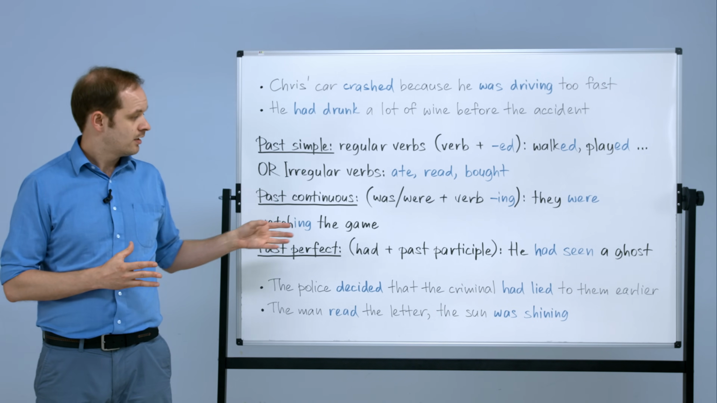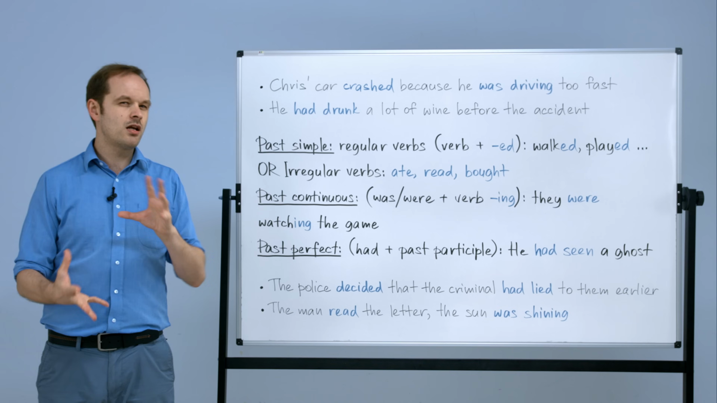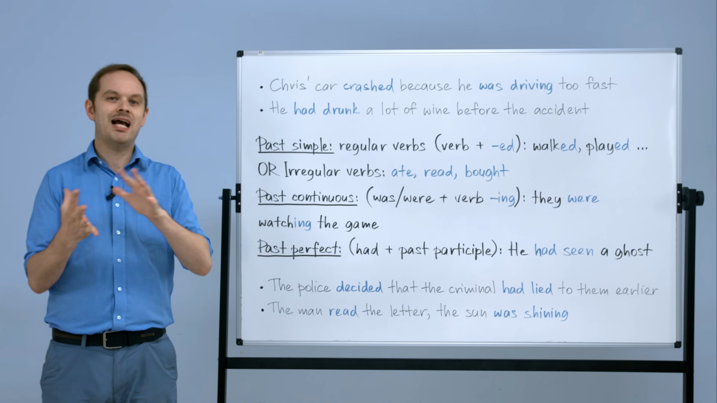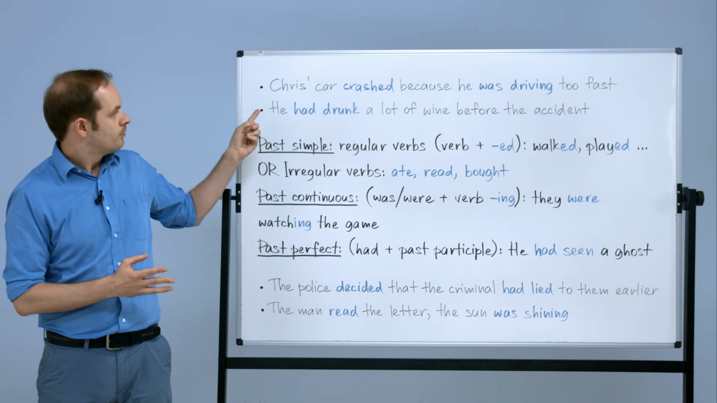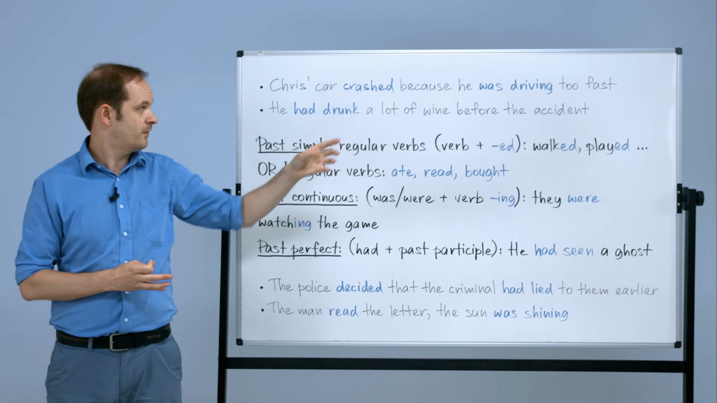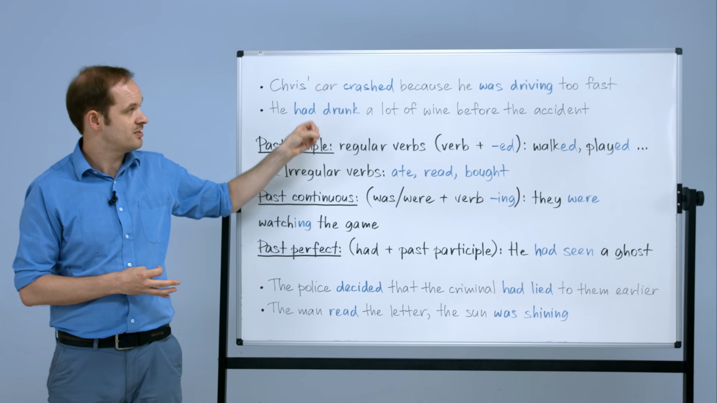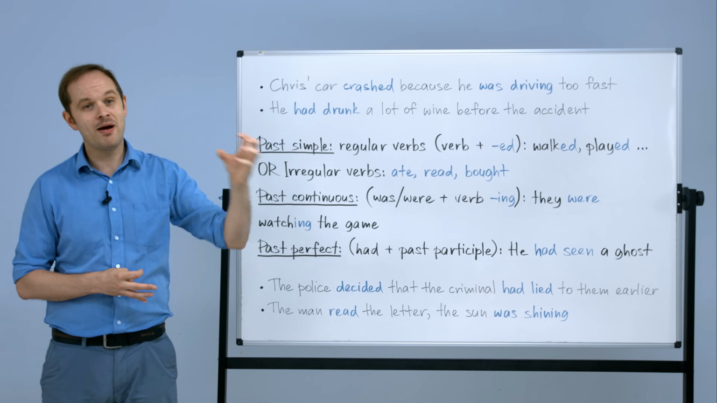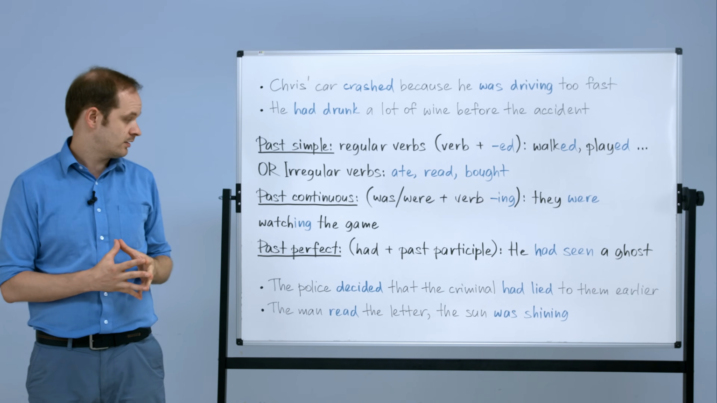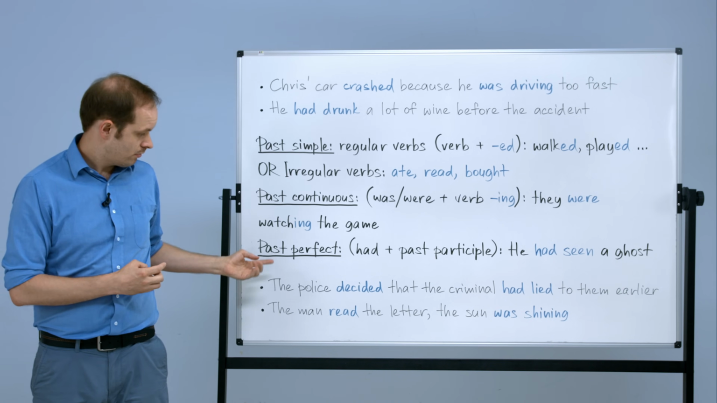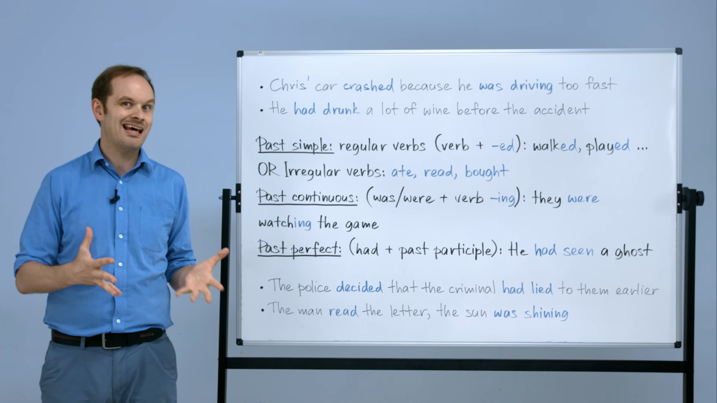The past perfect, had plus the third form of the verb, the past participle, is used in an interesting way in a story. It's used to jump backwards, because it gives us the past of the past. For example, Chris's car crashed because he was driving too fast. He had drunk a lot of wine before the accident. So here, even though this information is after the main event, we go backwards. What happened before Chris got into his car? Well, we know this because we've used the past perfect. For example, he had seen a ghost. So there, we're jumping backwards in time to describe something that had happened.